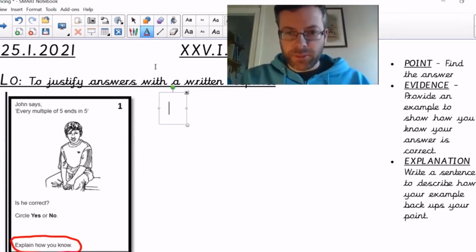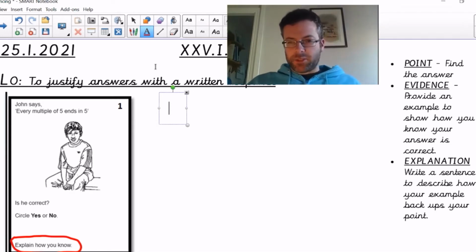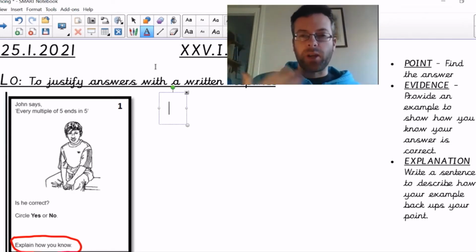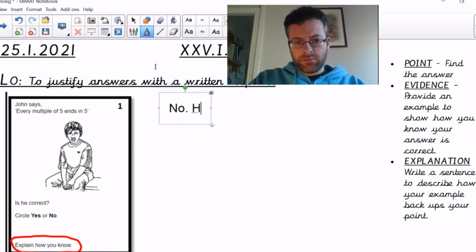Now, when I think about multiples, they are things that I get when I'm timesing by 5, so 5 times 2, 5 times 4. So the multiples of 5 are 5, 10, 15, 20, 25, 30. Hopefully you can see that. Well, lots of those don't end in 5. So my point is, no, he is not correct.